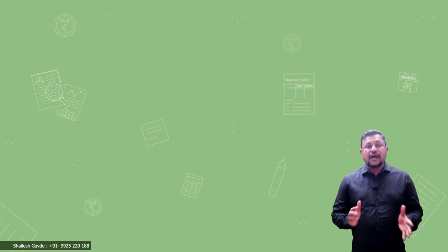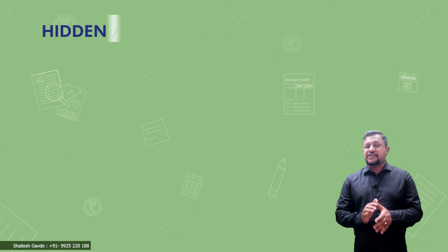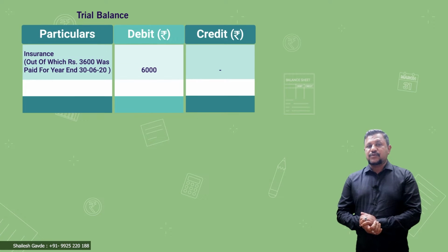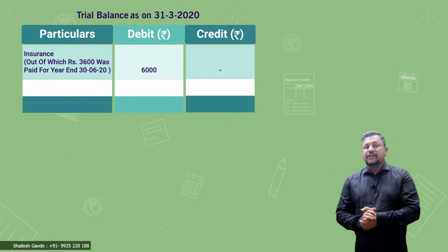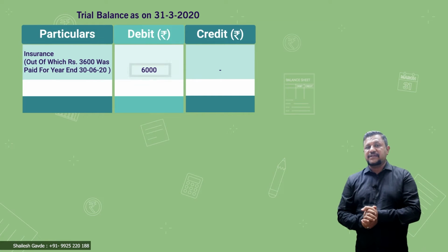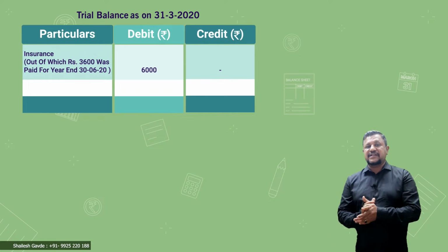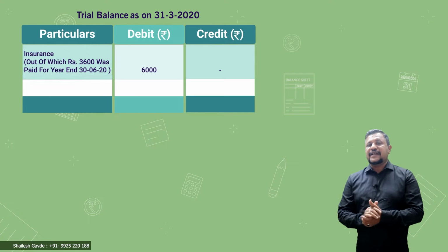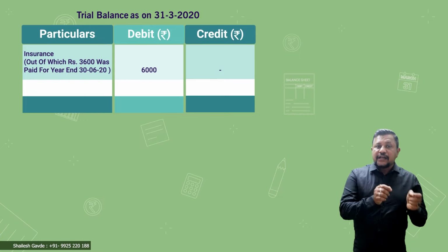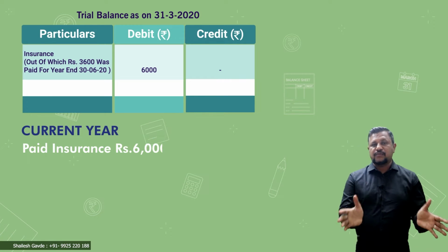Well, students, now we'll come to the next important hidden adjustment, which is on insurance premium. We'll take one trial balance as on 31st March 20. In the trial balance, they've given insurance premium, debit side, 6,000. In brackets, they've given: out of which rupees 3,600 was paid for the year ended 30 June 20. Now, in the current year, students, the total insurance premium we have paid is 6,000.